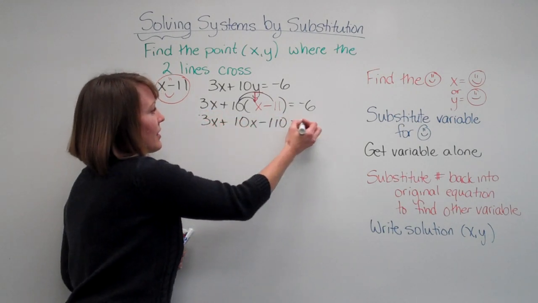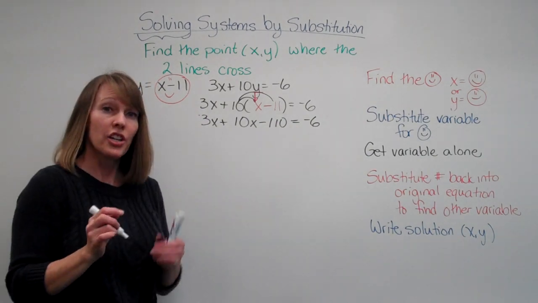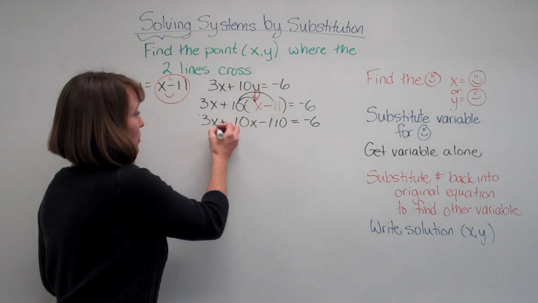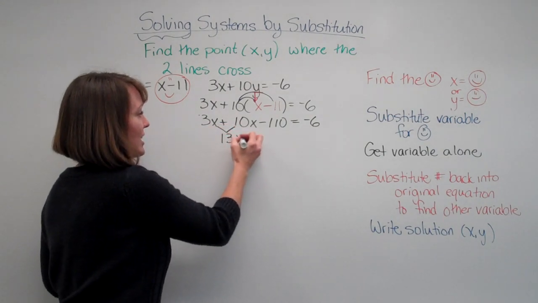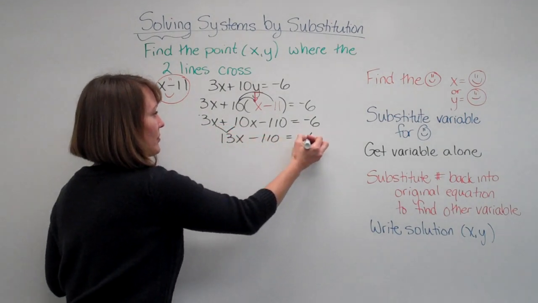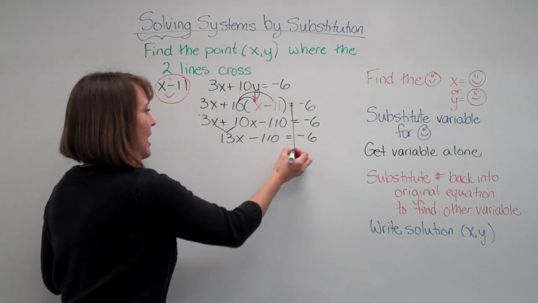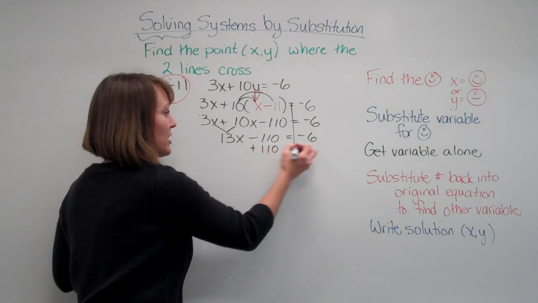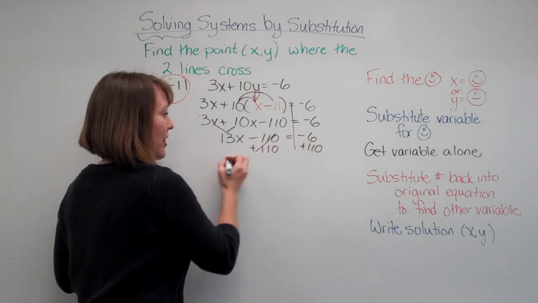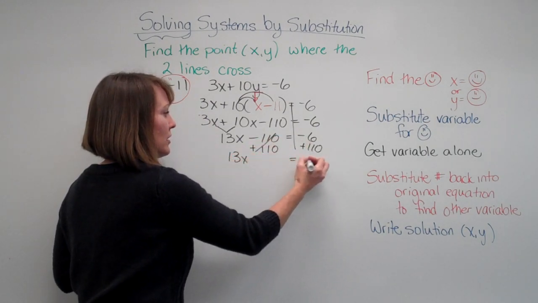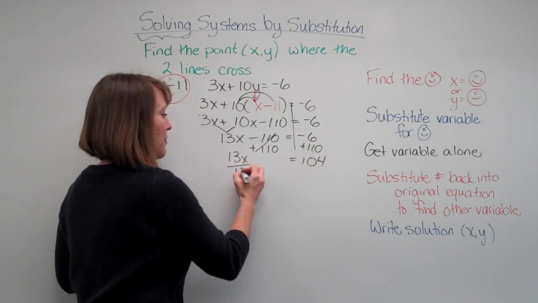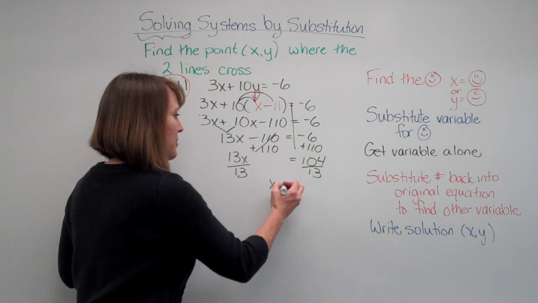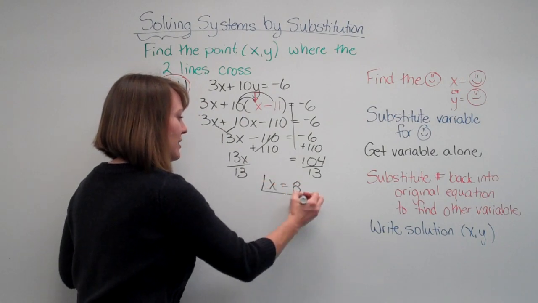All right, now at this point, you're going to have a couple of x's or a couple of y's that you can put together. So I have 3x's plus 10x's, that's 13x. Okay, and now, oh, this is familiar. We know how to do this. Add 110 to both sides to get this 13x alone. And now we're going to divide by 13. Not particularly pretty numbers, but x is going to be equal to 8.